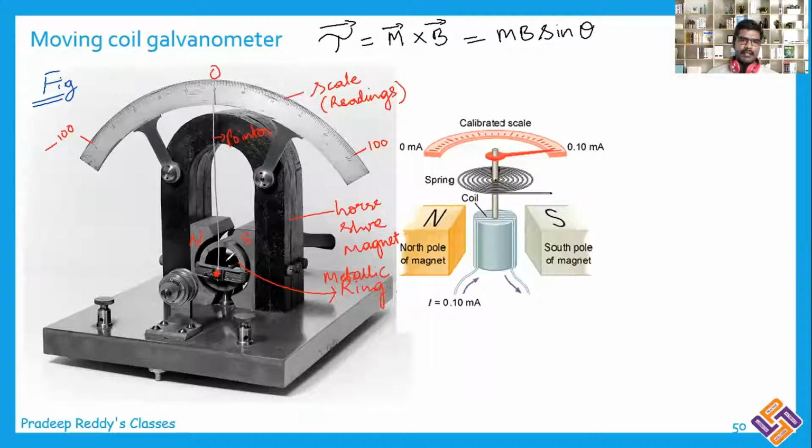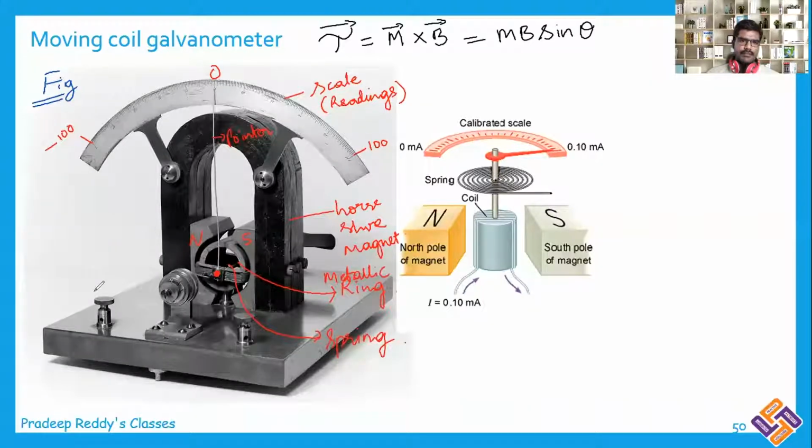Inside the metallic ring there is a spring. If the metallic ring is rotated to the right side, the spring will act with a force in the opposite direction in order to bring it back to the rest position. Therefore, the spring force will produce a restoring torque acting on the coil.